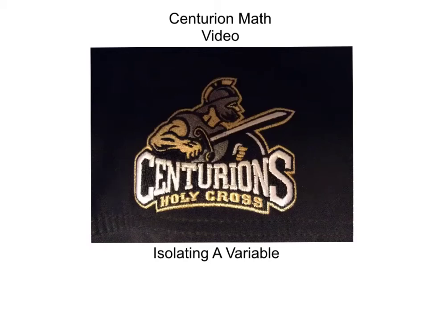Today on Centurion Math, we'll be isolating a variable with multiple steps. The single-step equations that we've done before are ones where we only have one operation to get rid of. In this case, we only have a plus 3 that is beside the x.